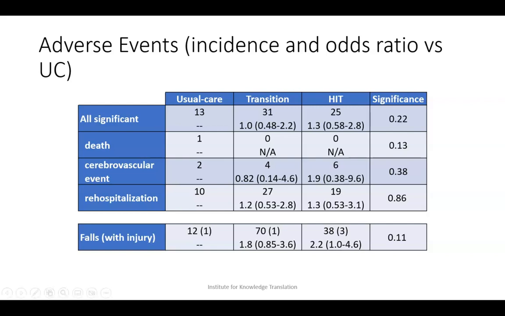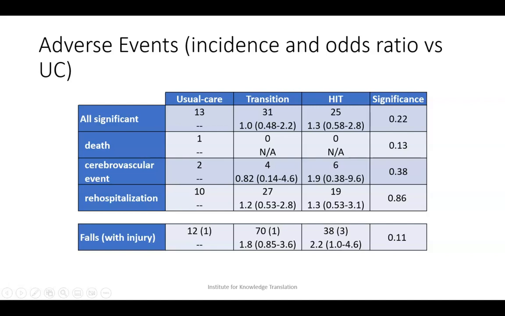So we were interested in significant adverse events, or SAEs. The three that we were focused on were death, new stroke, or rehospitalization for any reason. We looked at them both individually as well as added up together. So across all three phases, there were no differences in the rates or the incidence or odds of having a significant adverse event when compared to usual care. Similarly, for falls, there was no difference in the incidence of falls between the three groups.